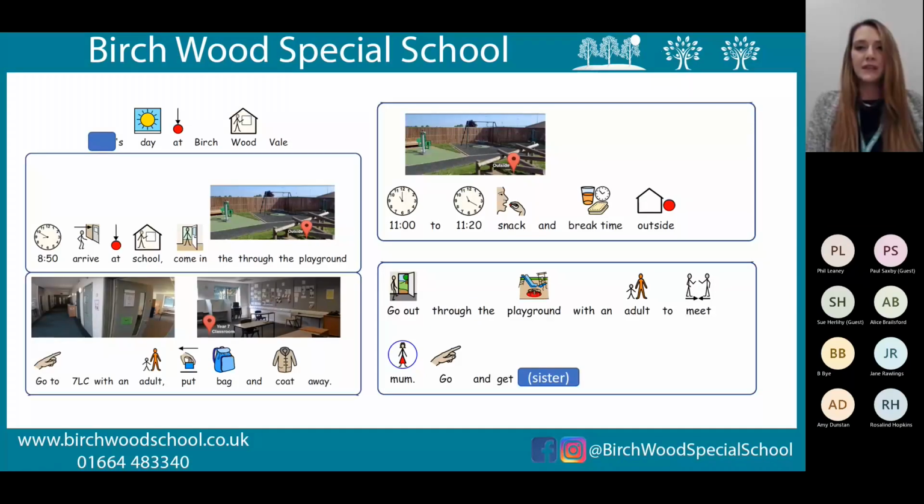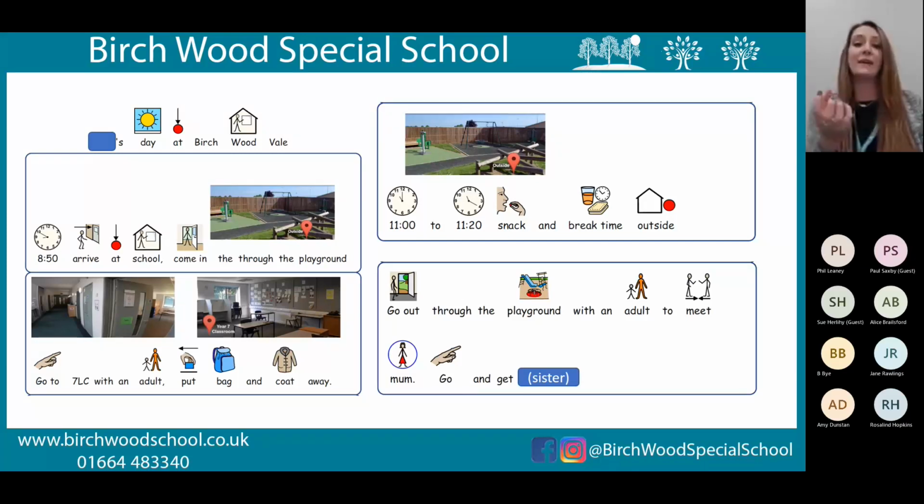Okay, so I've just included a couple of examples here of social stories that we've used in the past. I have redacted the information that is sensitive, but this one in particular was for a student who had special educational needs, but also has English as an additional language. And for this young person, it was routine that was key, and it was to do with going and finding sister at the end of the day.